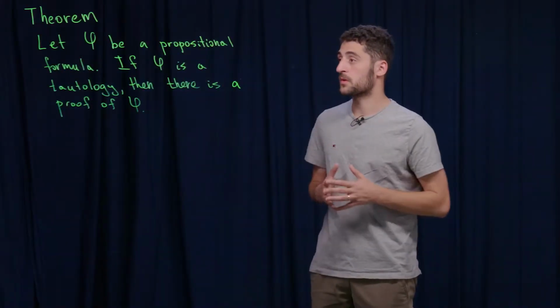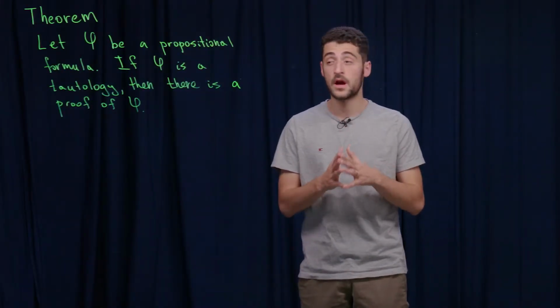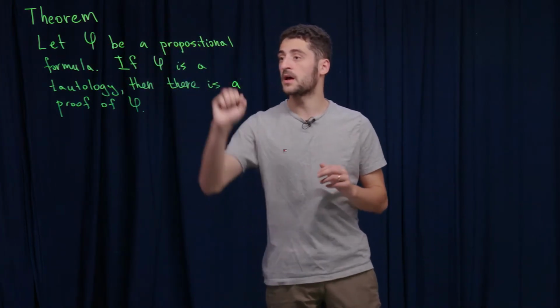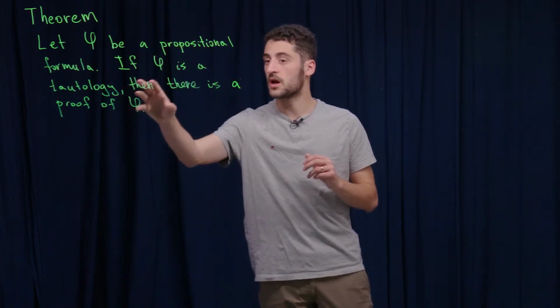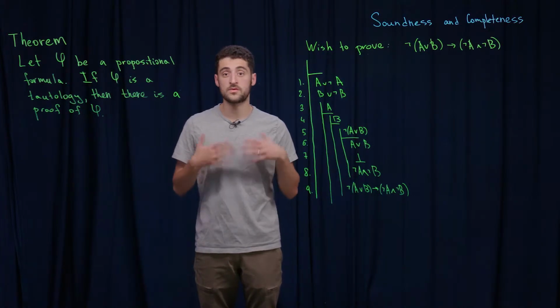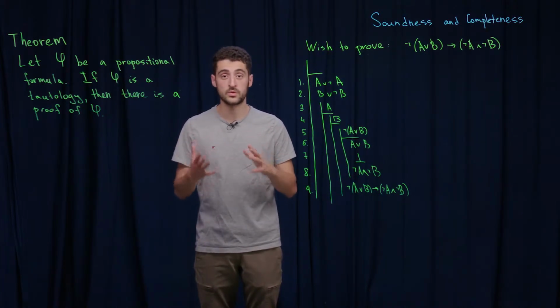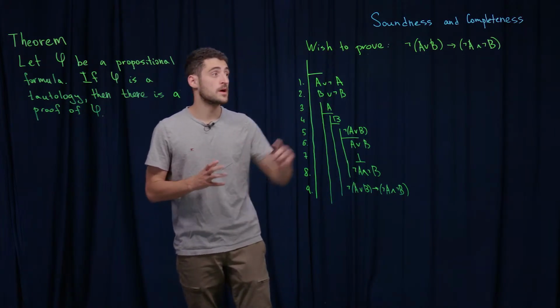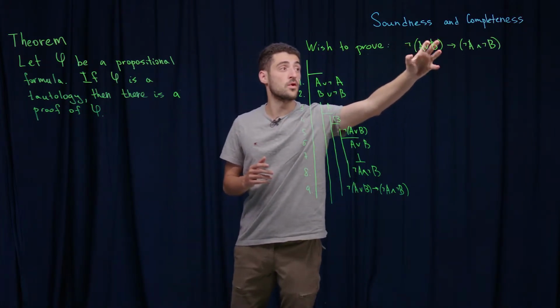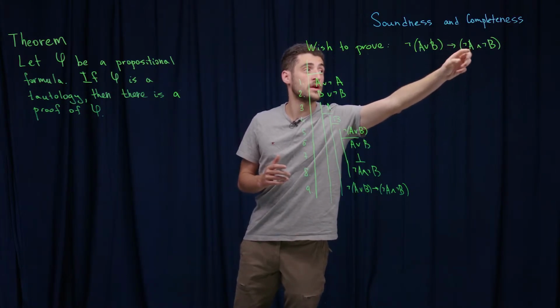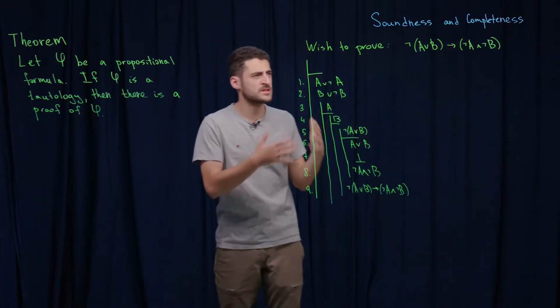The next property we are going to discuss is completeness. Formally it says: if you have a propositional formula and this formula is a tautology, then there is a proof of this formula. This theorem is actually even more involved than the previous one, so we again illustrate it with an example. Let's try to prove that the negation of A or B implies not A and not B. In other words, it's De Morgan's law.